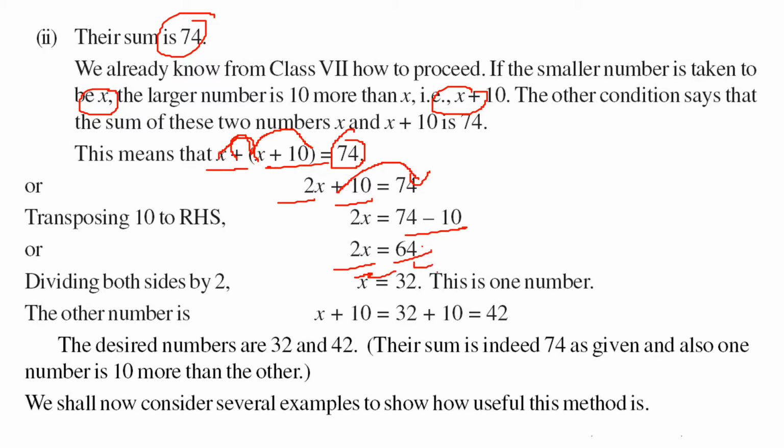Divide both sides by 2. You get x equal to 32. So basically, x is equal to 32 is your solution. And since x you have taken, you have to take x plus 10 also. So one is x, which is 32. The other is 32 plus 10, which is 42.